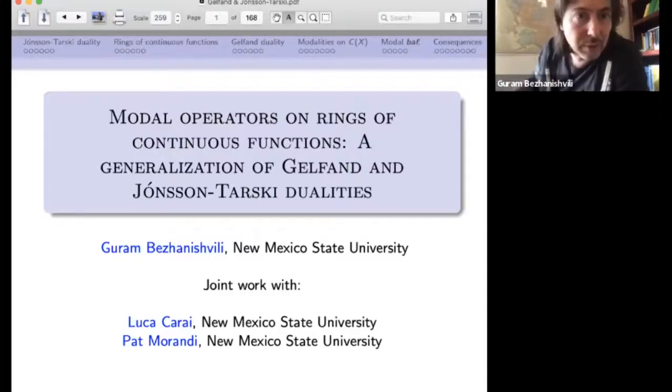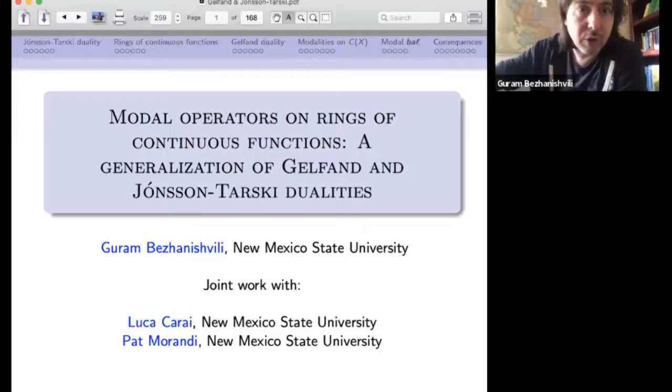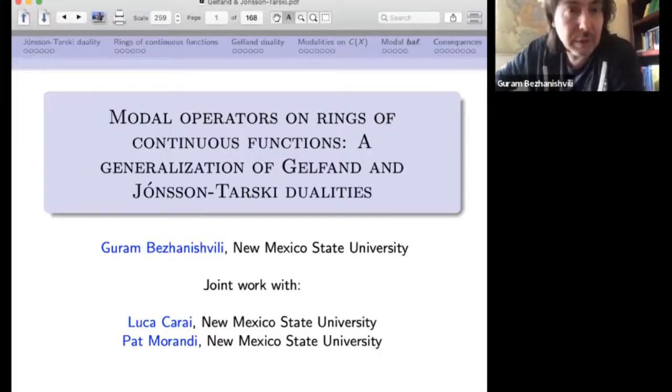My goal is to tell you the modern outlook on Jonsson-Tarski duality, which can be thought of as the basis of modal logic, or rather how I think about it. And then section 3 is what's known as Gelfand duality. This is the branch of mathematics that connects algebra, topology, and functional analysis. My goal is to give you a crash course in these two areas, and everything after that is a bonus.